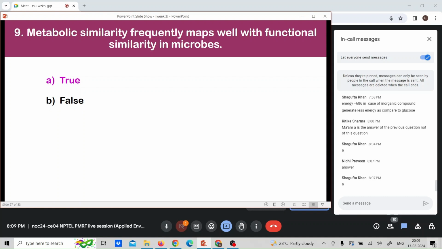It will produce enzymes such that it can consume that particular substrate, or it can produce enzymes that will make it tolerant to a particular condition, so that it can grow in that condition, right? So that is how the metabolism of the organism is structured. From our point of view, that is the functional characteristic of that microbe. So metabolic similarity frequently maps well with functional similarity in microbes. That is why the statement is true.